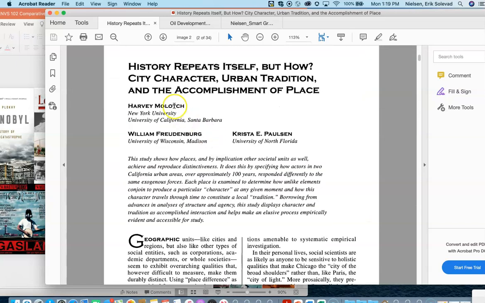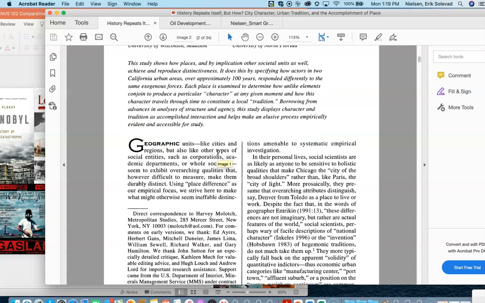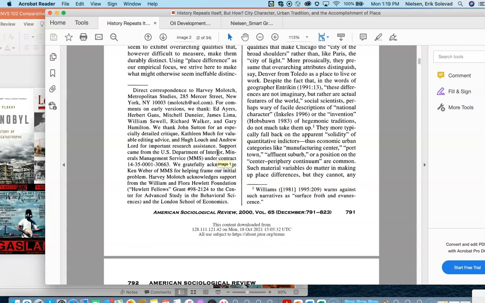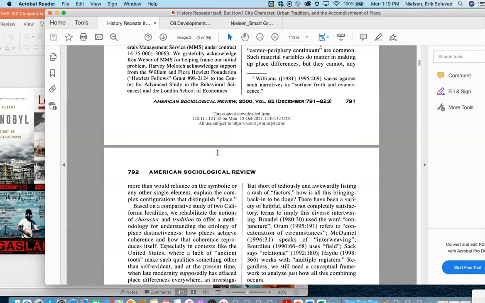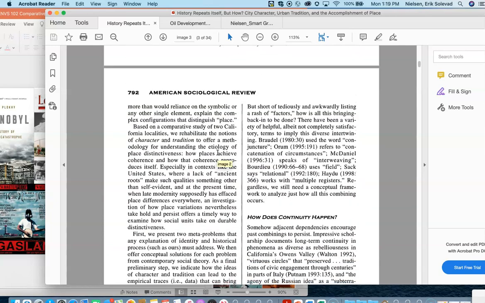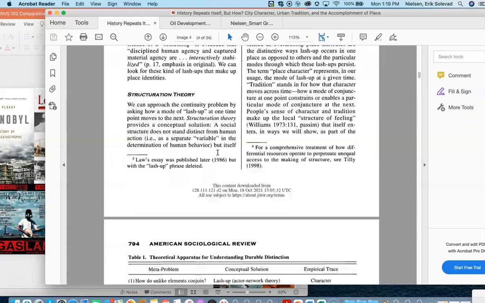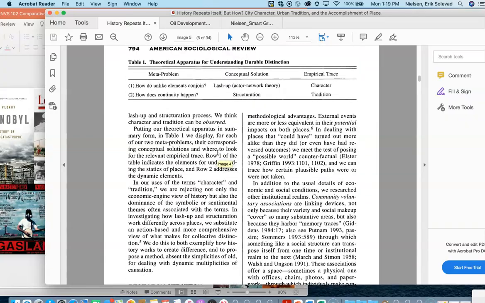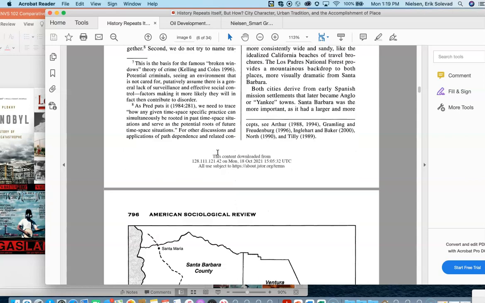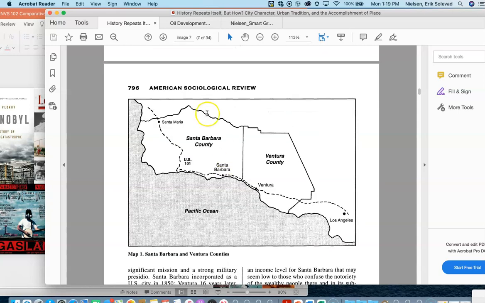And this is by Harvey Molotch and the former Bill Freudenburg, where this is that study I talked about where they basically compared Ventura with Santa Barbara. And I'm trying to get up to some of the data that they show. So they have a map that they kind of included.